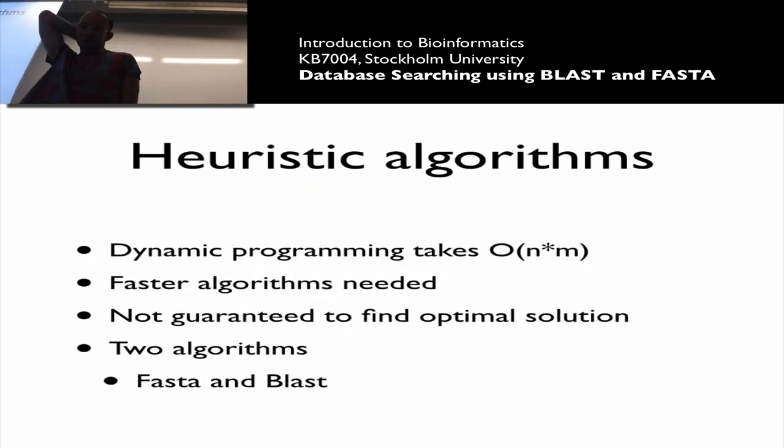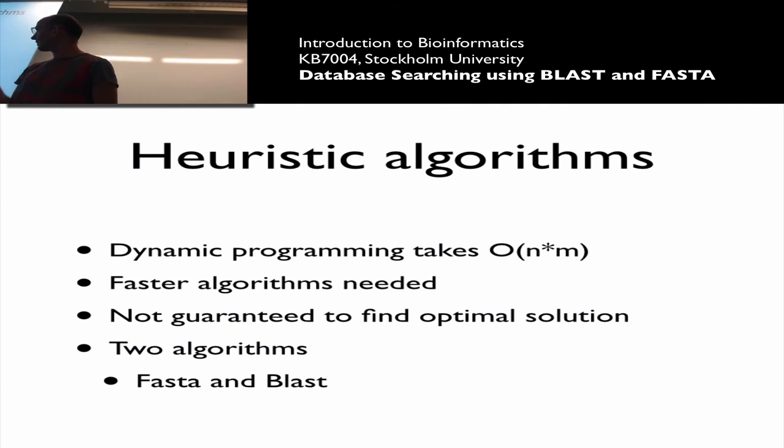As I said, dynamic programming takes something times the length of the two sequences multiplied by each other. To calculate, you have a matrix here. You need to fill out one number in each cell of the matrix, and you have to do some calculations for each number, some if statement. But this is order. So if you have a sequence that's twice as long, it takes twice as long. If both sequences are twice as long, it takes four times as long.